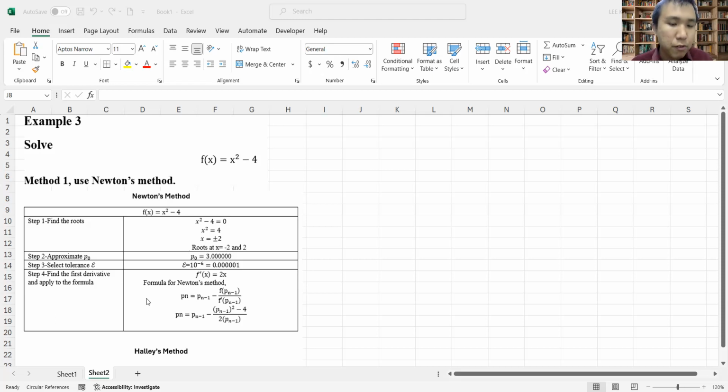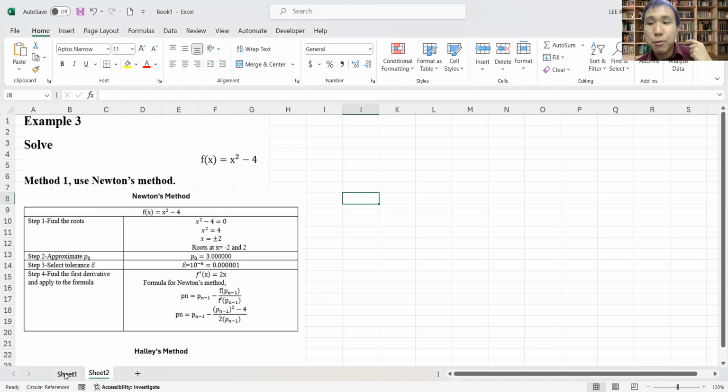And then the formula for Newton's method is Pn equals Pn minus 1 minus f of Pn minus 1 over f prime of Pn minus 1. So we need to find the first derivative. The first derivative is f prime x equals 2x. That's the result of differentiating x squared minus 4. And then after getting the formulas, we will just substitute everything into the Newton's method formula, and then we will achieve this formula.